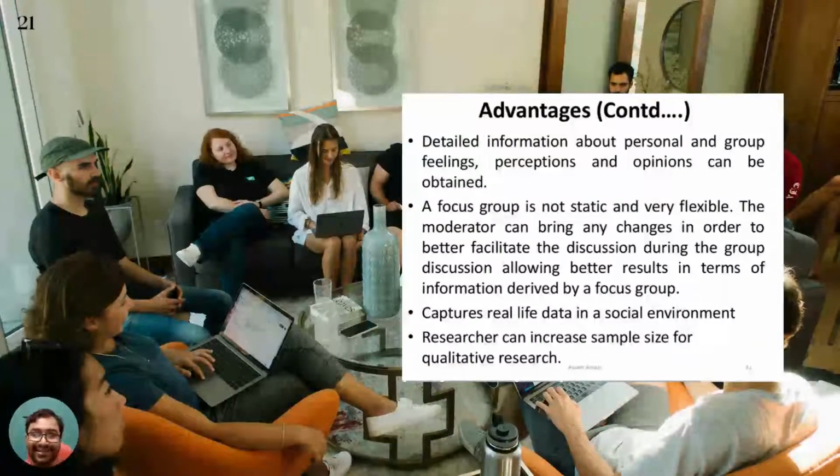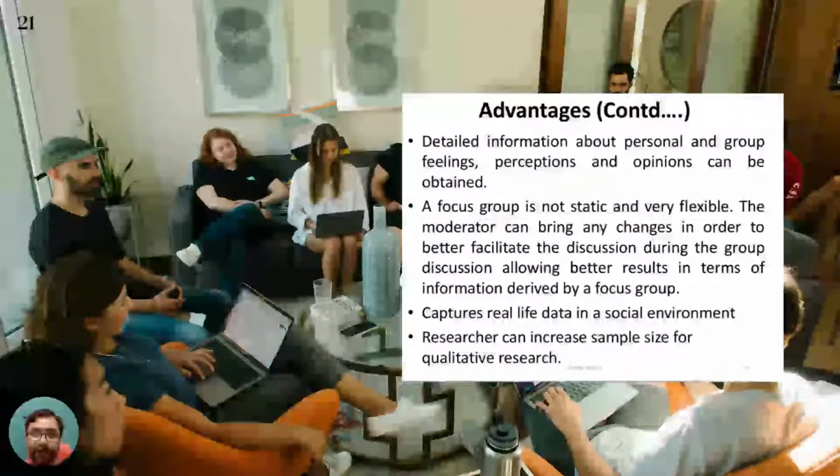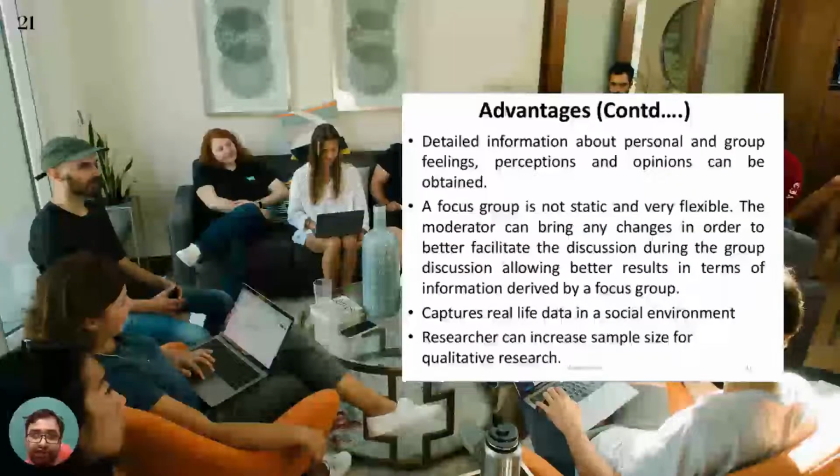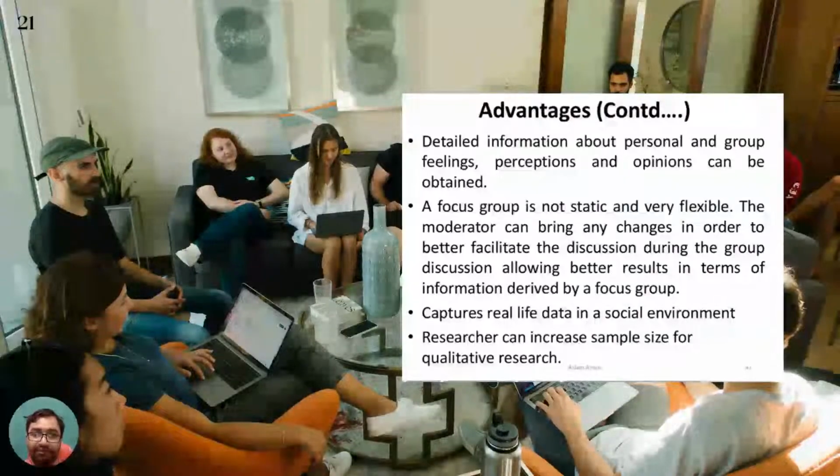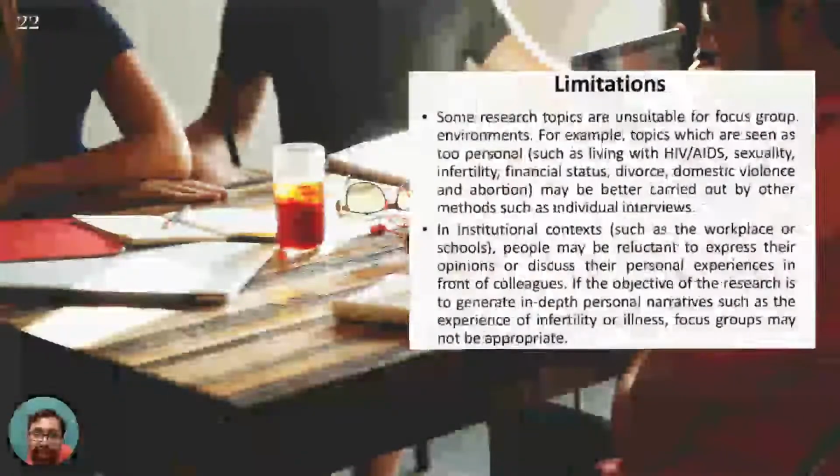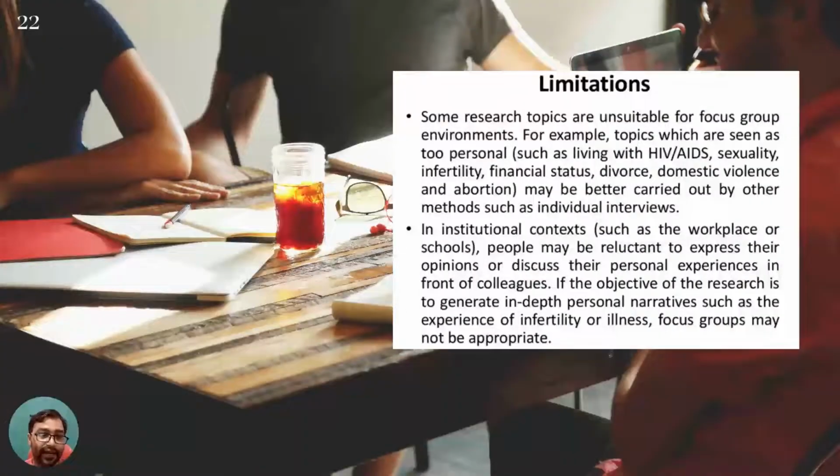A focus group is not static and is very flexible. The moderator can bring changes in order to better facilitate the discussion during the group, allowing better results in terms of information derived by the focus group. They capture real life data in a social environment, and researchers can increase the sample size in qualitative research. And also we can talk about limitations.